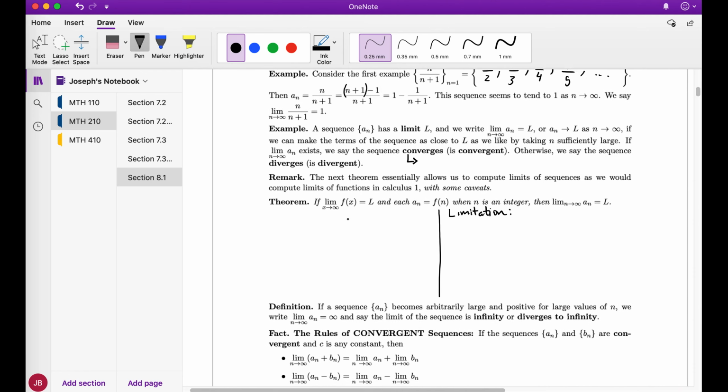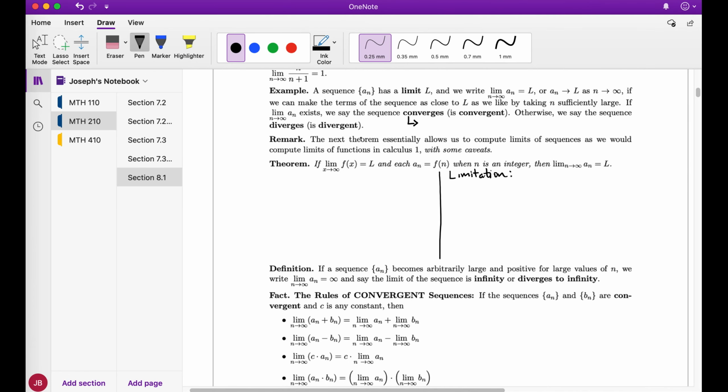Okay, so just like with functions, we have this notion of convergence, and I like to say that a sequence converges if the terms of the sequence settle down, I guess I'll say. And so go ahead and read this next example and remark. But really, this theorem is the heart of the matter here.